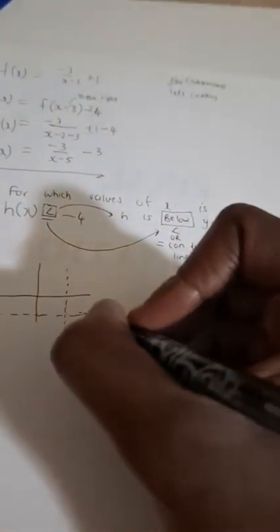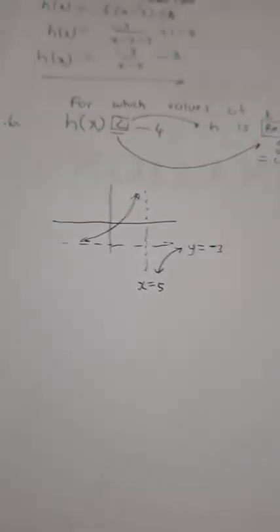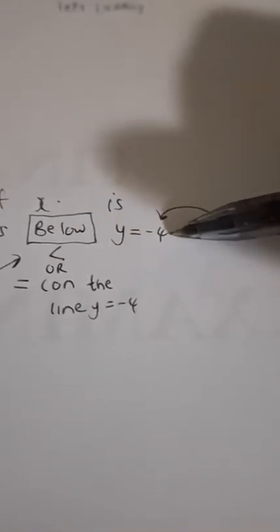So I'm expecting that the function will be here somewhere, roughly speaking, and the function will also be here somewhere. That's what we are expecting about this particular function. Now, remember guys, I spoke about the line y is equal to -4. So we know that there's the line y is equal to -3 where the function does not exist. But there's a line that is basically y is equal to -4.